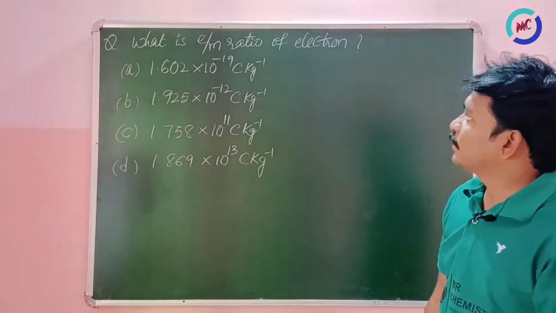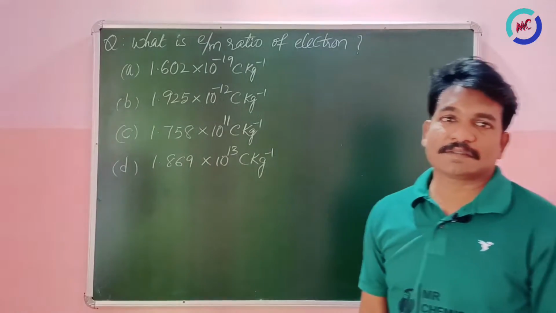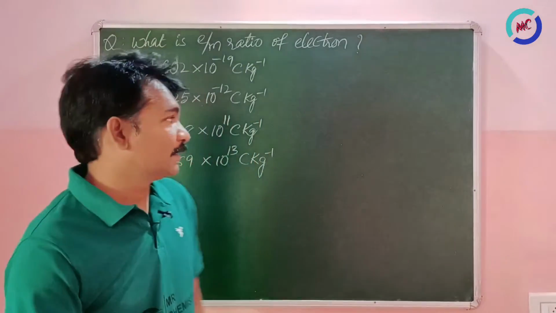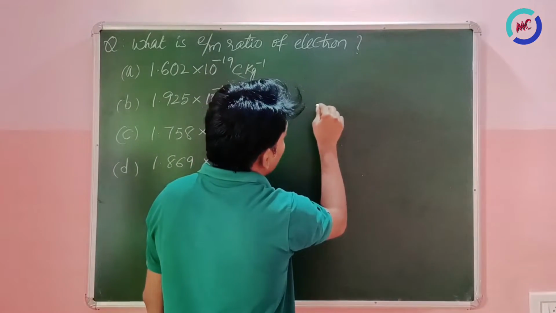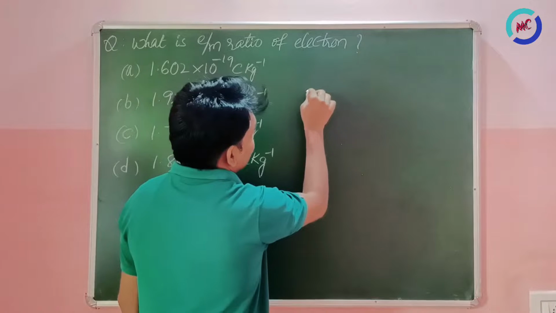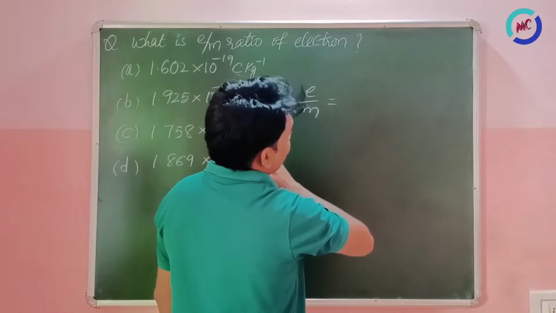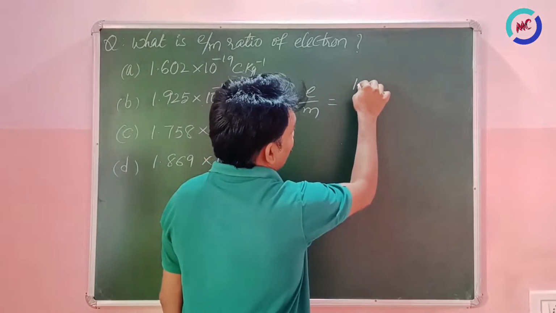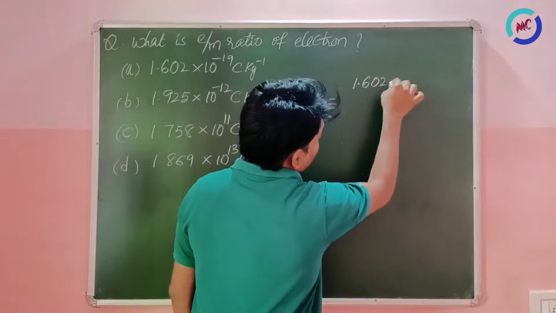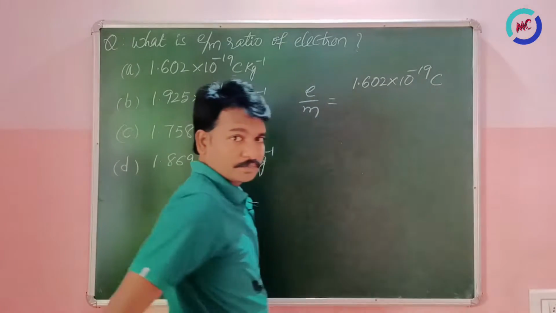What is E by M ratio of electron? See here, they gave four options here. Let us check the things and see here what is E by M ratio. E by M ratio is nothing but charge by mass ratio. What is charge of electron? Charge of electron is 1.602 into 10 to the power of minus 19 coulomb.